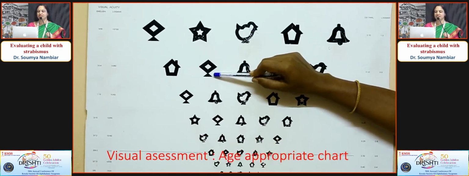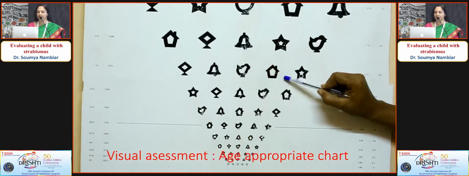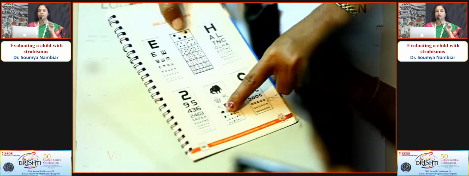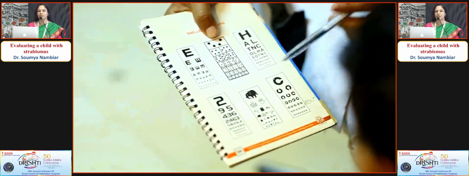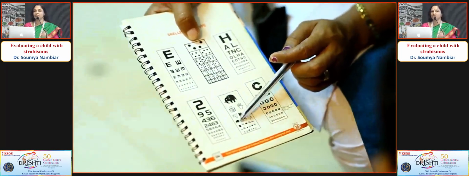Always start your visual assessment, as Ramya has already told, with age-appropriate charts. Remember that you should always check the near vision as well, because that decides whether your amblyopia treatment is going to be effective, and that's the first one which improves.